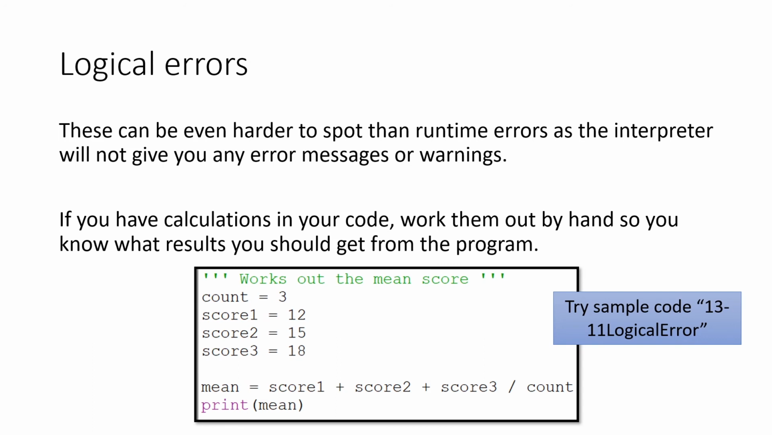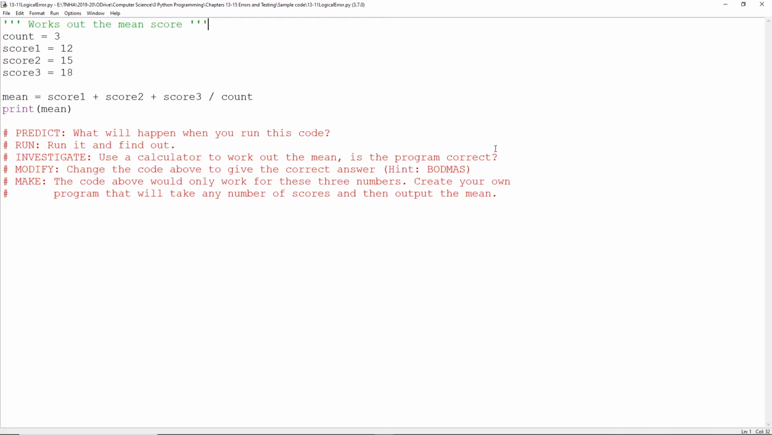Go and have a go at 13.11 logical error. Here it is here. Run it. See what happens. Well, first of all, predict what you think is going to happen. Then run it, find out what actually happens. Then use a calculator. Work out the mean of 12, 15, and 18. Is the answer that it tells you the correct answer? Then can you try and fix that yourself? And the hint really is BODMAS or BIDMAS. Pause the video, and I'll show you the answer in a second.